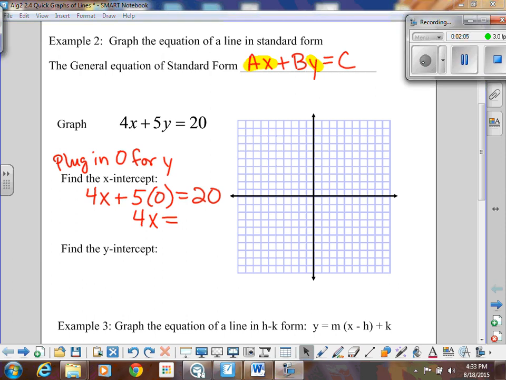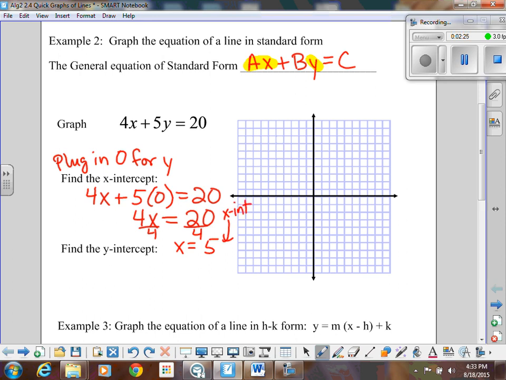So we get 4x equals 20. Now we need to solve this. If I want to get x by itself, I just divide both sides by 4. And that gives me x equals 5. Now, think about it. I just got x equals 5. That tells me the x-intercept. So that means I'm going to plot 5 on the x-axis. So here's my x-axis. I'm going to count 1, 2, 3, 4, 5 and put a dot there. Okay, so that's the point 5, 0.